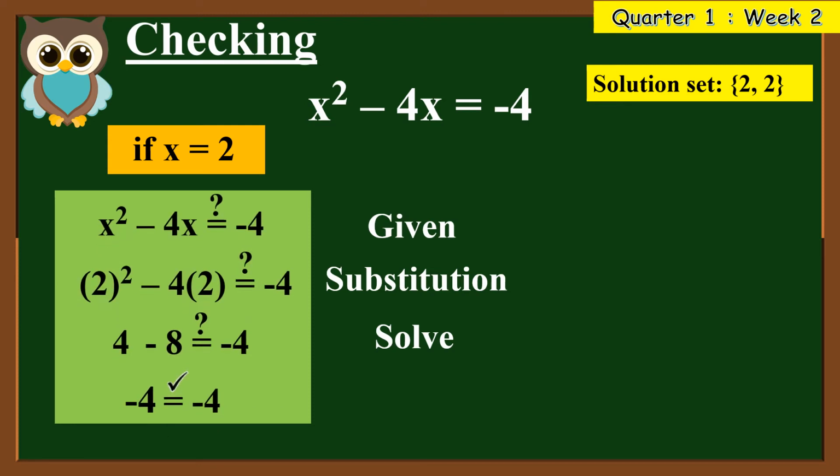Now, as you can see, we have x squared minus 4x. Is that equal to negative 4? So substituting the value of your x by 2. As we simplify, both sides of our equation are equal to negative 4. So therefore, we got again a correct answer or correct solution set from the given quadratic equation.